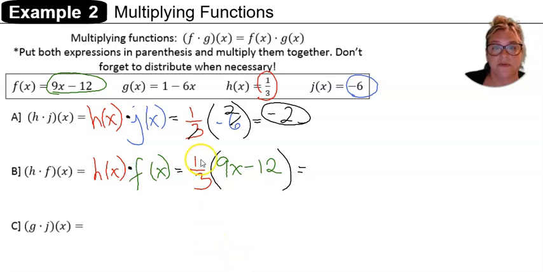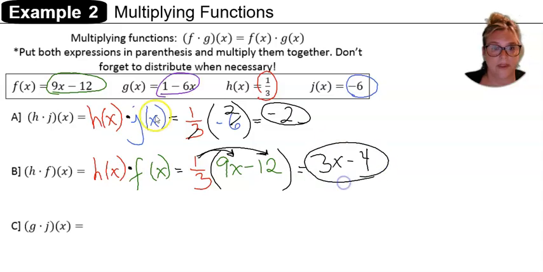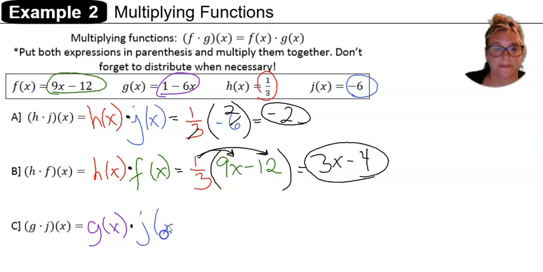Okay, now we're going to distribute. So 1/3 times 9x is 3x. And then 1/3 times -12 is a -4. Next, we have our function g of x, which is purple. And we're going to multiply that g of x times j of x. And we used blue for j of x.